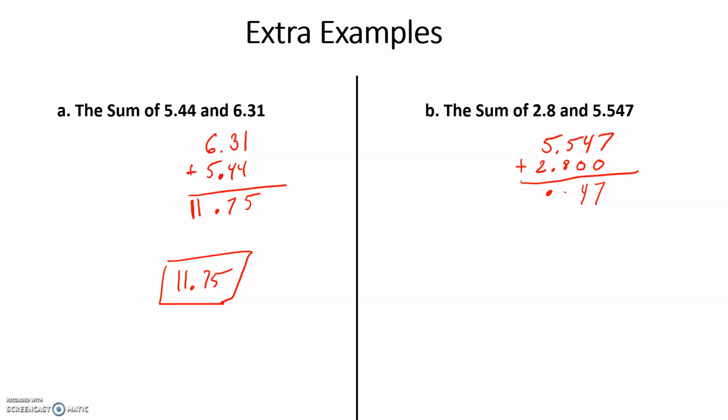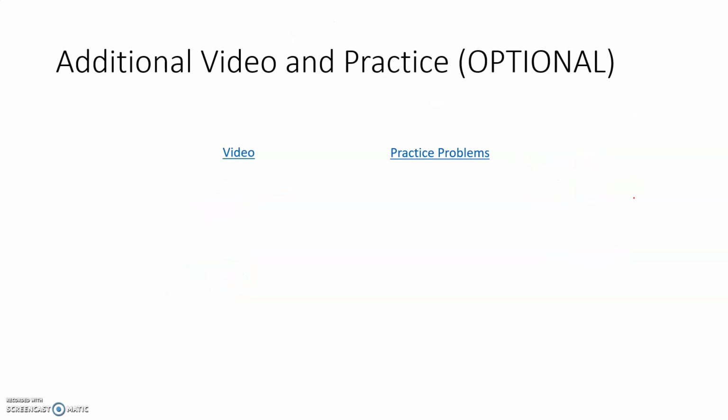8 plus 5 is 13, so I need to carry 1 over. 6, 8. So the answer is 8 and 347 thousandths. Additional videos in practice.